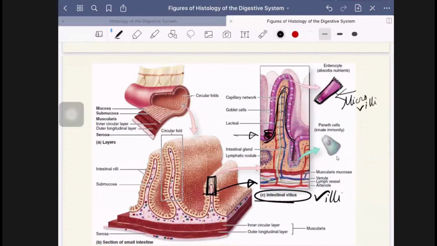Okay. So microvilli is a feature of the cell, of the individual enterocyte or simple columnar epithelium. They are a folding of the cell membrane, but the villi are the folding of lining epithelium with the lamina propria.